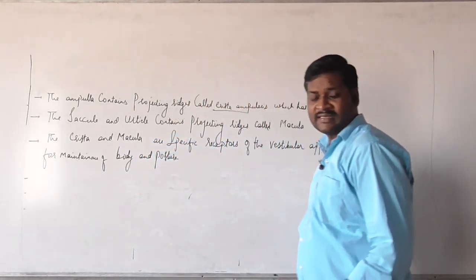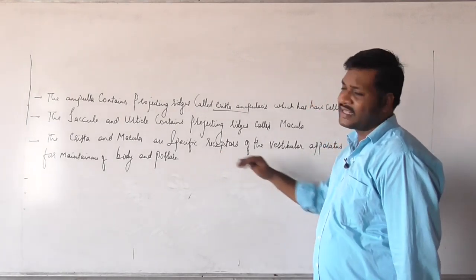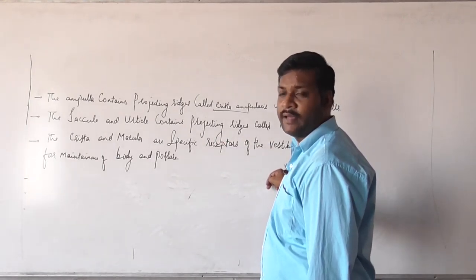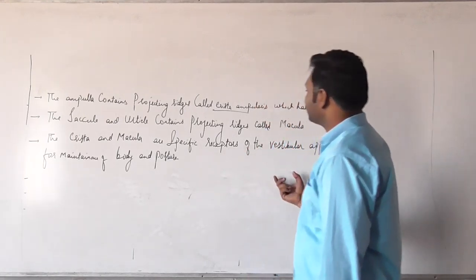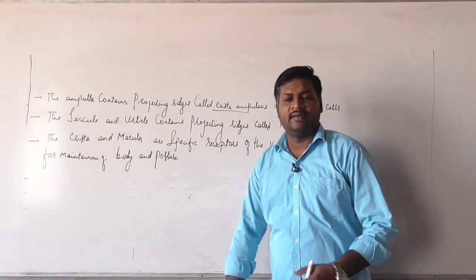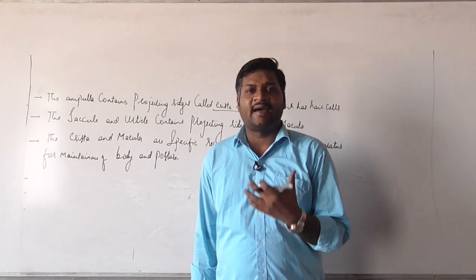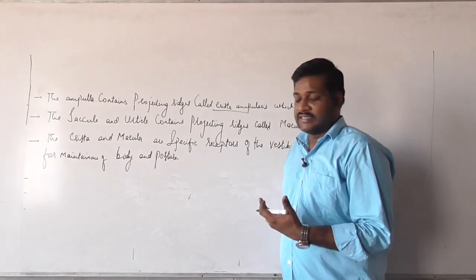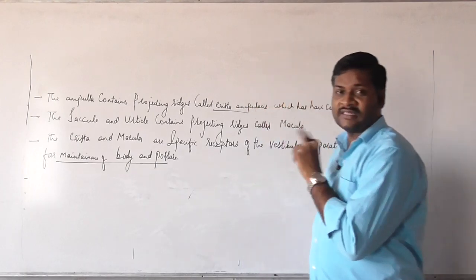Many students ask how the ear is responsible for maintaining body balance. This is how the structures are involved. Crista and macula are parts of the ampulla which form the projecting ridges, and these projecting ridges are responsible for maintenance of the body balance as well as posture. So maintenance of body balance and posture is done by this ear.